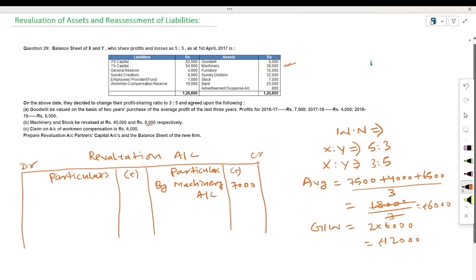Next, the stock is how much? 8,000 here, the revalued value. And previously the stock was how much? 7,000. We will also credit this one by stock account, 1,000. Next, workman compensation claim is how much? 6,000. And here the reserve fund of workman compensation is how much? 10,000. It means this claim amount will be adjusted from the reserve amount. There is no need to create any liability. Now we have to balance this one.